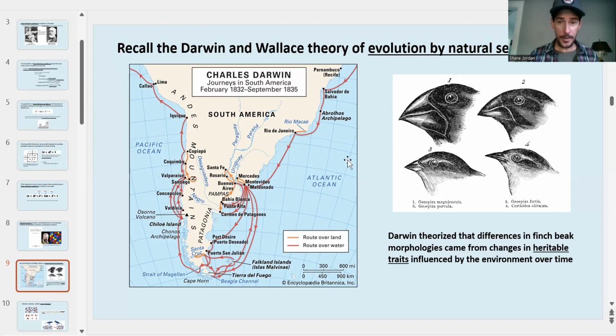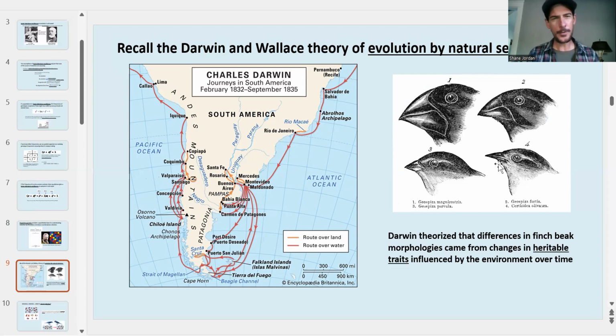And of course, we know Darwin theorized that the differences in finch beak morphologies were coming from heritable traits whose changes were being influenced by the environment over time. That is to say, whose frequencies were being influenced to change by the environment over periods of time. And so Darwin was on to this.